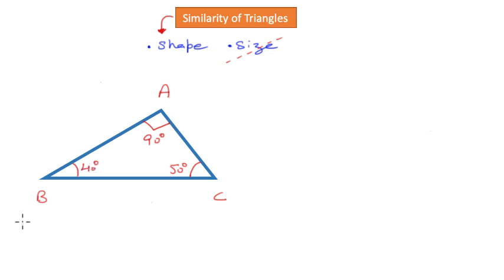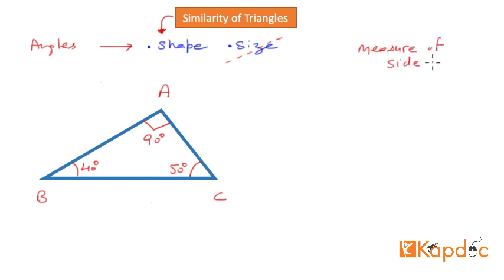I have this triangle ABC. It has included angles of 40 degrees, 50 degrees, and 90 degrees. We also know that the shape of a triangle is determined by the angles, so angles define the shape. The measure of the sides, or arms, defines the size of a triangle, because if these arms are bigger, you will have a bigger triangle, and if they are smaller, you will have a smaller triangle. So it is the side length that defines the size of a geometrical figure, or a triangle in this case.